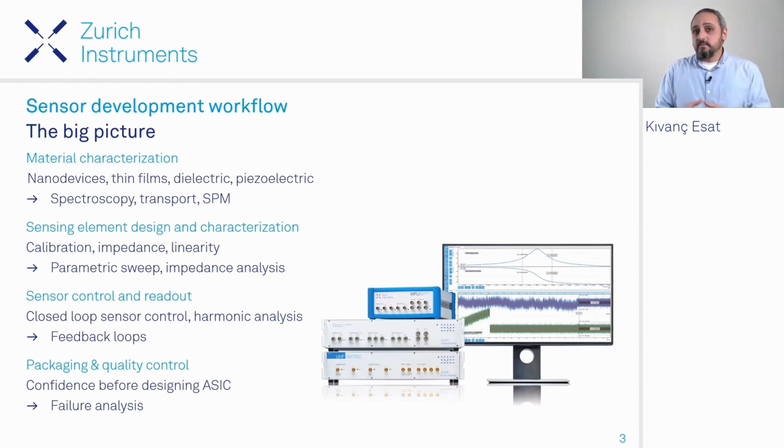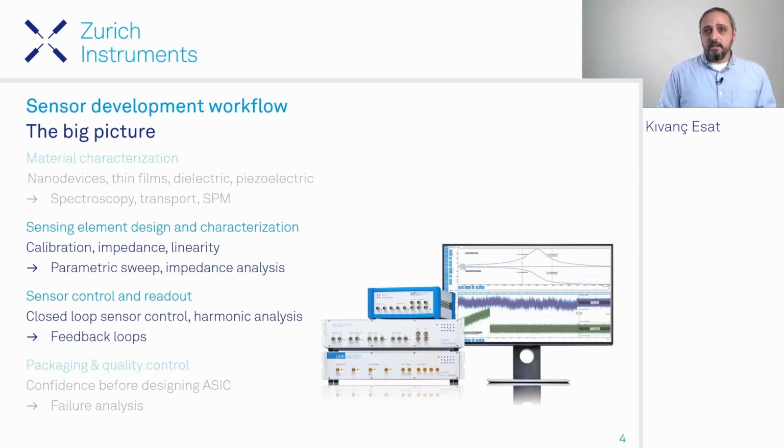In most cases, the best performance of the sensor is achieved with closed-loop control. Therefore, these control loops need to be also implemented in addition. And typically, there are multiple of these loops run in parallel. But so far, this is actually an iterative process. Before gaining the confidence to be able to design the ASICs and then packaging the sensor itself, there are many of these iterations needed. And our instruments can help you at each of these stages in different ways.